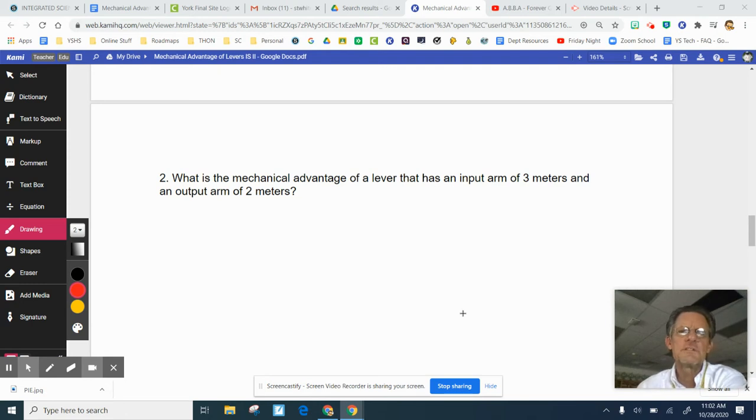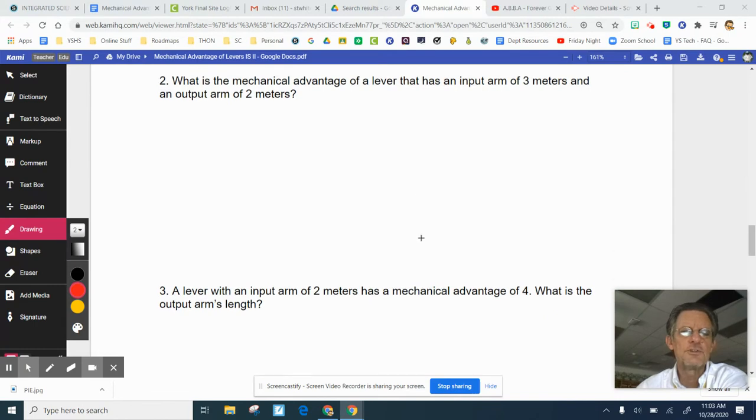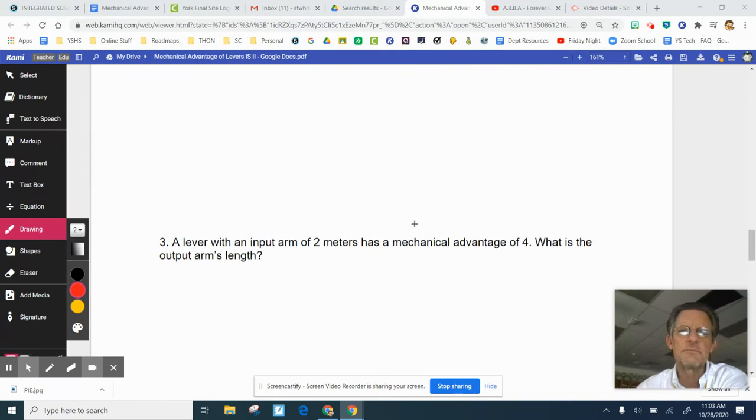Problem number 2, what's the mechanical advantage of a lever with an input arm of 3 meters and an output arm of 2 meters? Go back and take a look at exactly how you did number 1. You can follow those directions for this. Again, this could be either a first or a second class lever. It doesn't matter to me how you choose to draw it. Just do it as neatly as you possibly can.